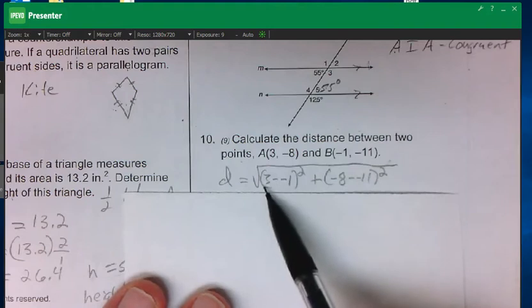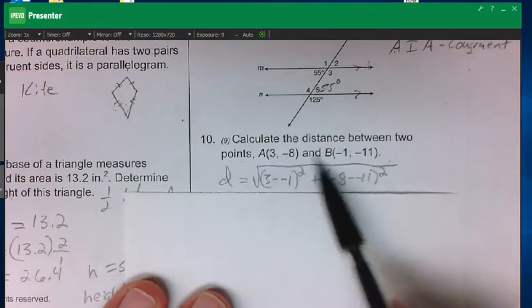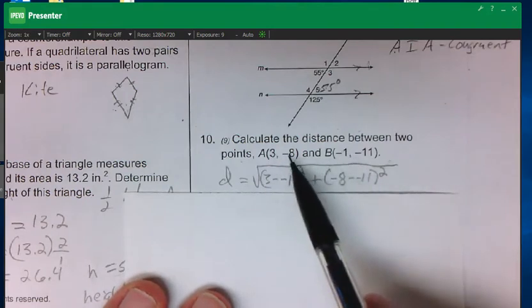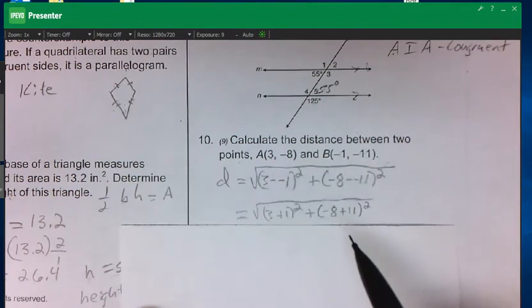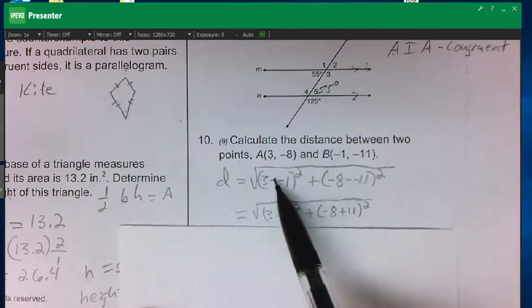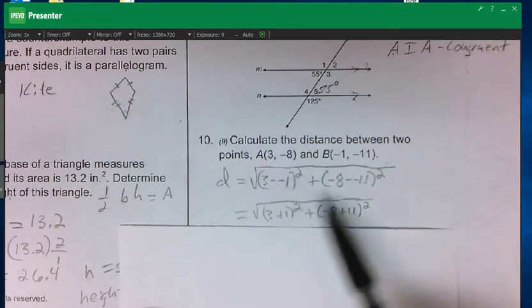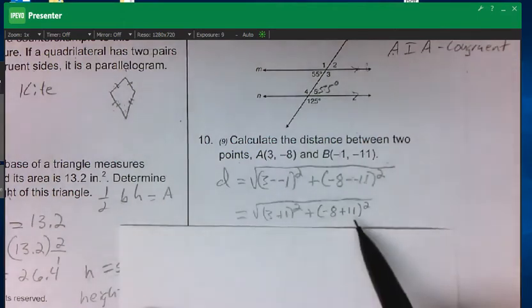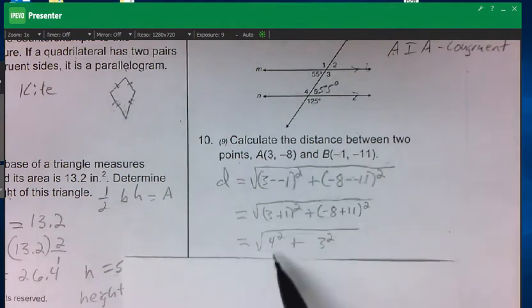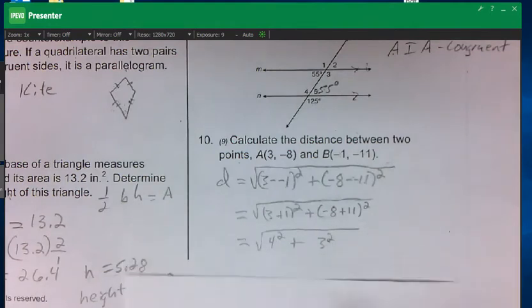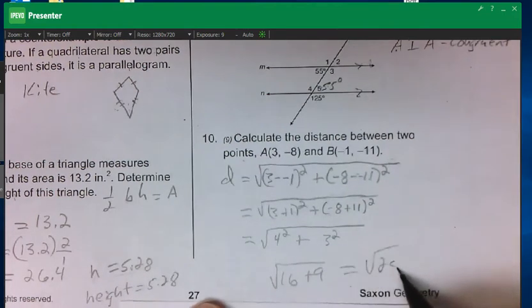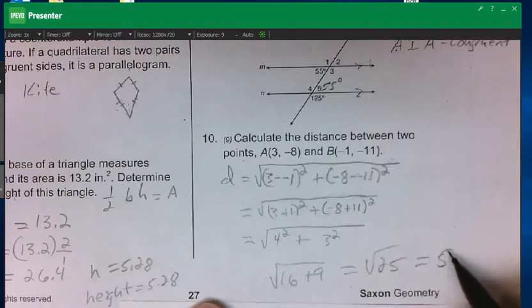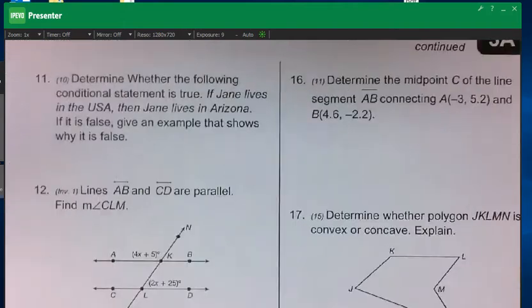So 3 minus minus 1 and negative 8 minus minus 11. All right, so that's set up. Now, we'll go ahead and rectify that. That becomes a plus. This becomes a plus. And this becomes 4 squared plus 3 squared. And 16 plus 9 equals the square root of 25, which equals 5, and that's your distance.